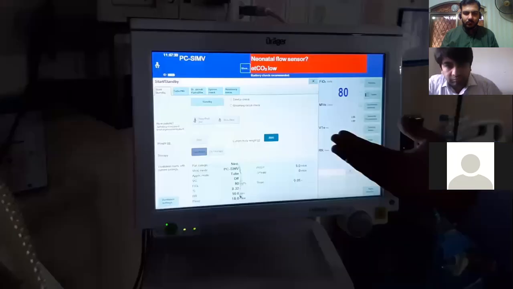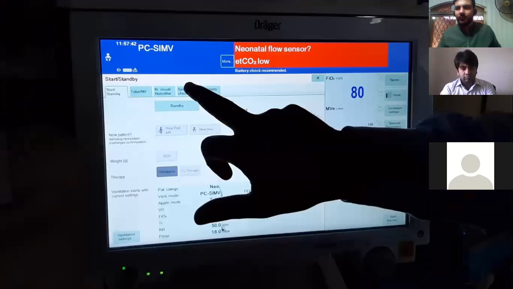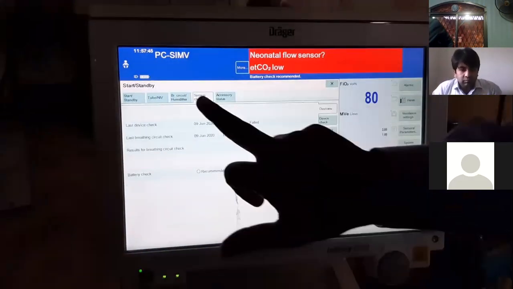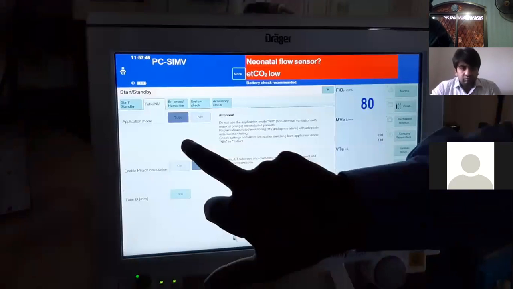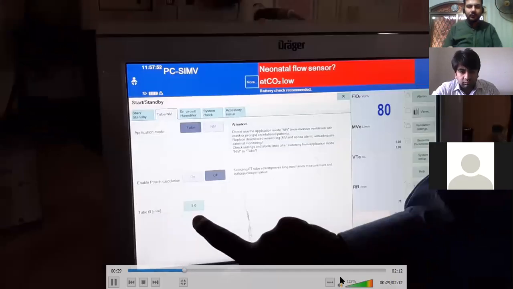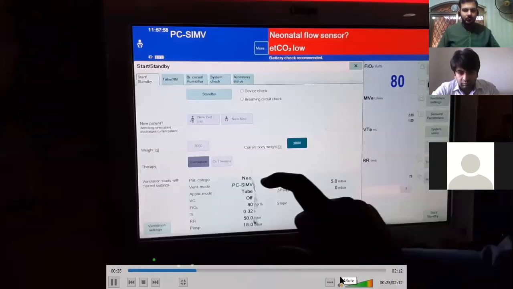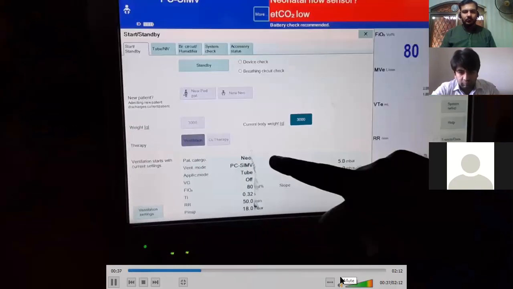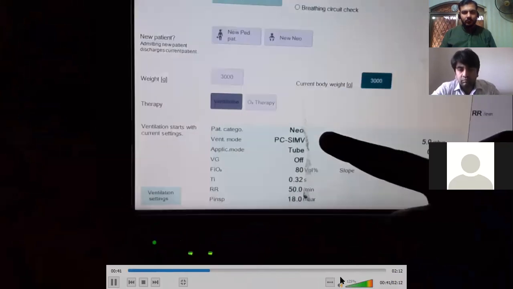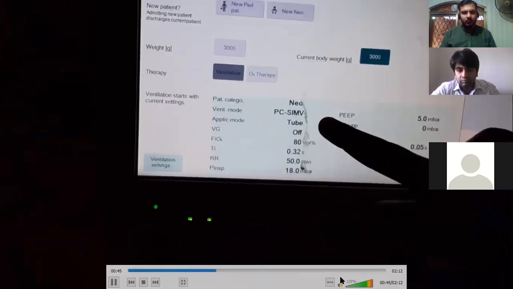To start a ventilation, we initially perform a circuit test. Then we choose that the child will be ventilated by a tube, and the size of the tube will be 3. And then we select the weight of the child, that was 3 kg, and these are the initial ventilatory settings. So you can see that this neonate is on pressure control SIMV, and the ventilation is through a tube.